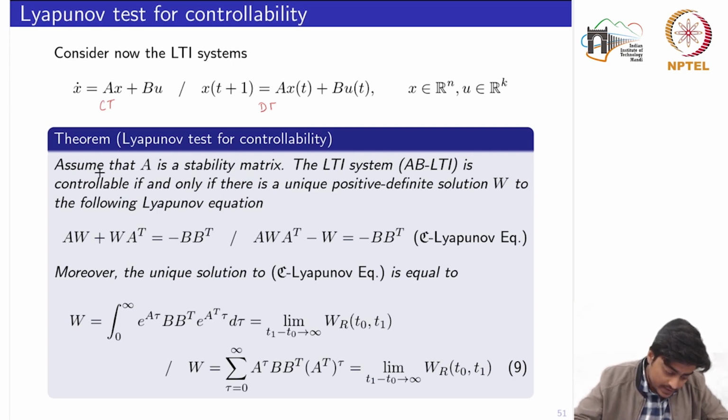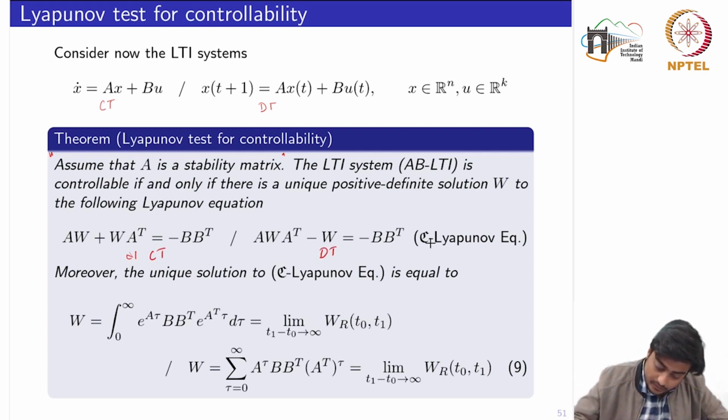Okay, so it says that assume that A is a stability matrix. Note this point because we are going to use this argument. Assume that the matrix A is stable. The LTI system, that is the pair AB, is controllable if and only if there is a unique positive definite solution W to the following Lyapunov equation. This Lyapunov equation is in the continuous time domain, and this one is in the discrete time.